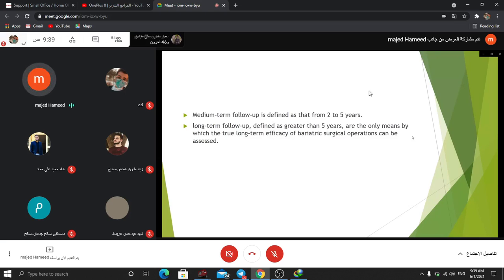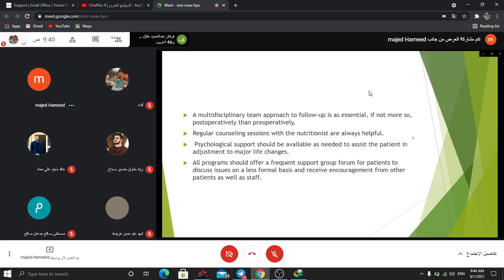Medium-term follow-up is defined as that from 2 to 5 years. Long-term follow-up, defined as greater than 5 years, is the only means by which the true long-term efficacy of bariatric surgical operations can be assessed. A multidisciplinary team approach to follow-up is essential, if not more so, post-operatively than pre-operatively.